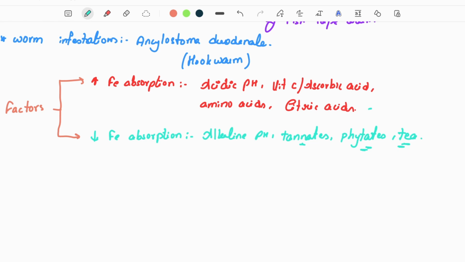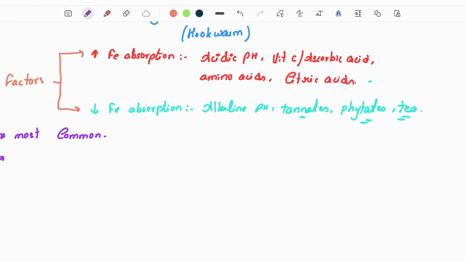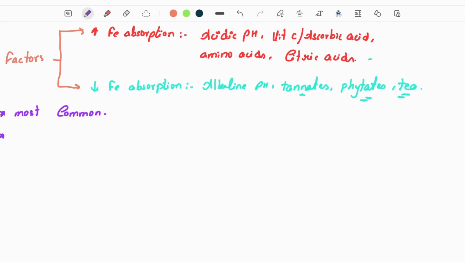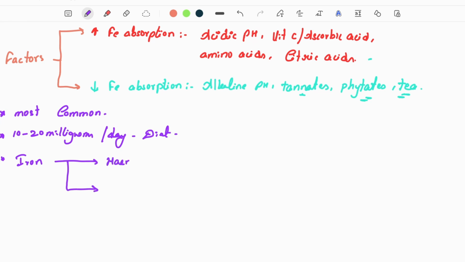So these are the conditions you should remember and you should advise your patient. Okay, next, for example, a common person should take 10 to 20 milligrams of iron per day. Distribution of iron in our body: the iron is distributed in two forms. First one is heme form, next one is non-heme form.